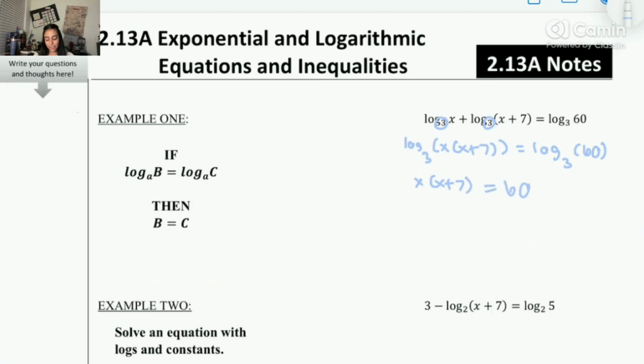Equals 60. And then you can distribute. So x squared plus 7x equals 60. Then you can subtract 60 on both sides so that you can get them all to one side. X squared plus 7x minus 60 equals 0.